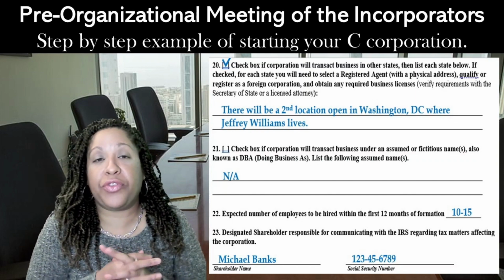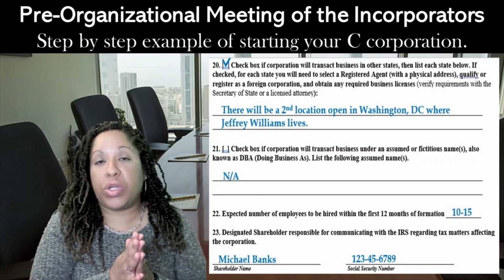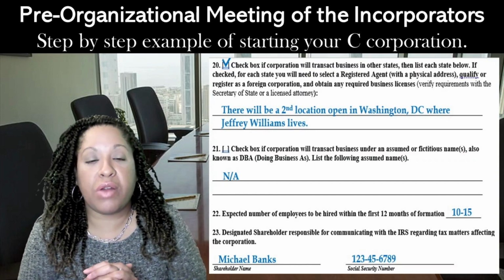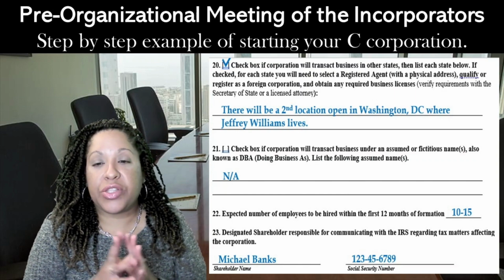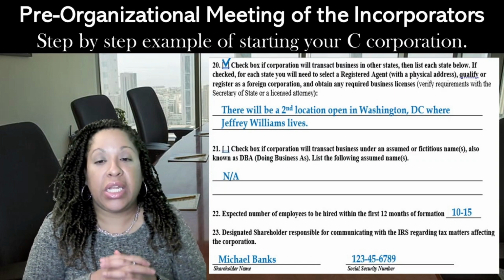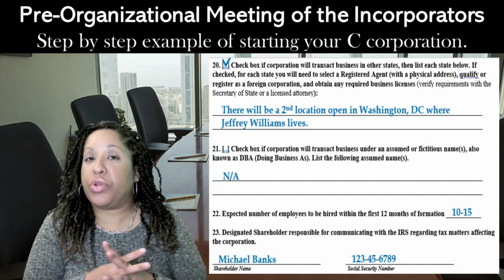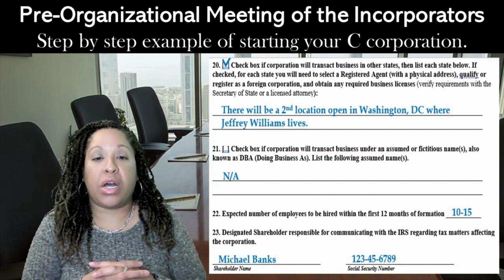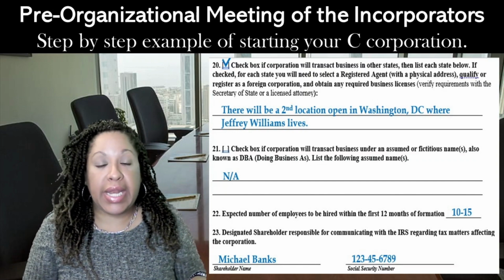But that's what you have to do if you're going to have more than one business location. Typically, people just have one business, one location, and they're just registering in one state. Very simple. All right, 21. Checkbox if the corporation will transact business under an assumed or fictitious name, also known as a DBA, or doing business as. List the following assumed names. In this situation, we're going to keep it simple. No, it's just one name for the company. They're not going to have any other names. They're not going to do business as any other business name. So NA, not applicable.